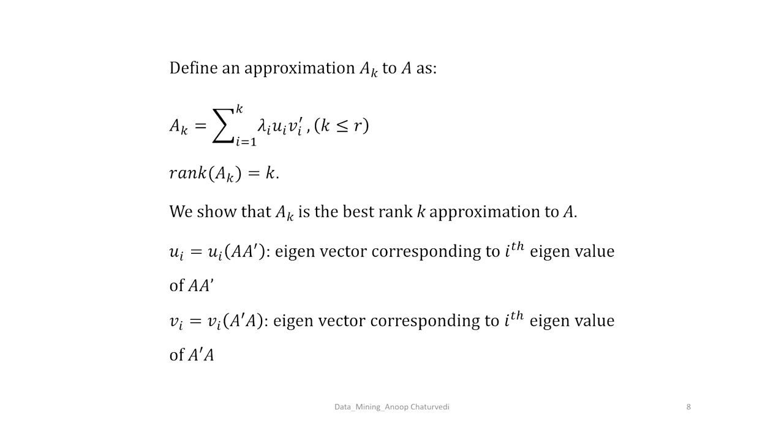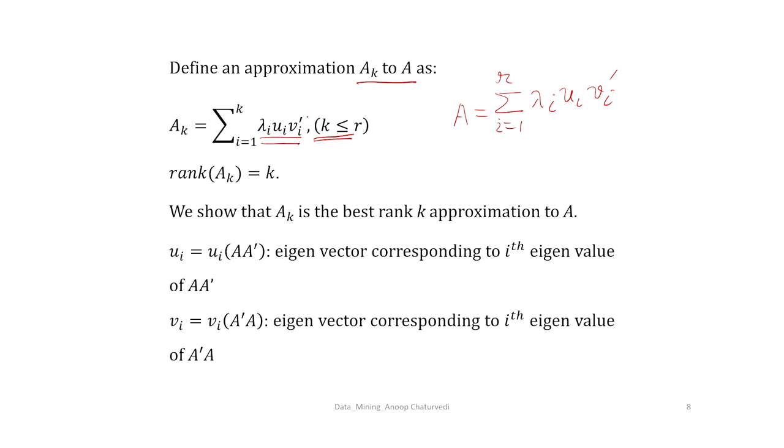Now, we define an approximation A_k of A. A_k is equal to summation i equal to 1 to k of lambda_i u_i v_i transpose, where k is less than or equal to r. So, your original matrix is A, and you can write A as summation i equal to 1 to r of lambda_i u_i v_i transpose, where lambda_i is the singular value of A, and you are approximating it by A_k, which is summation i equal to 1 to k of lambda_i u_i v_i transpose.